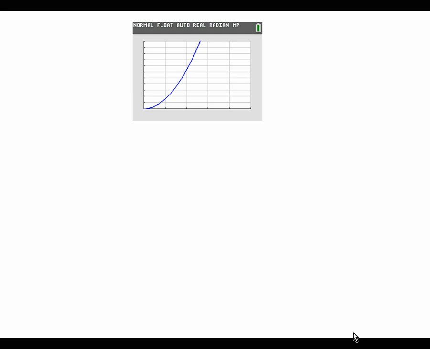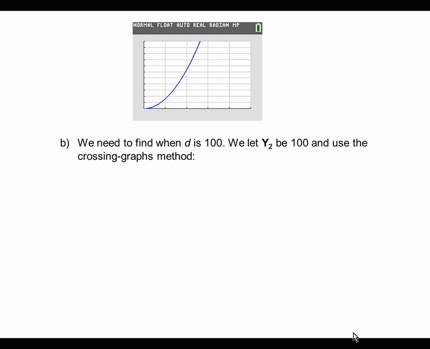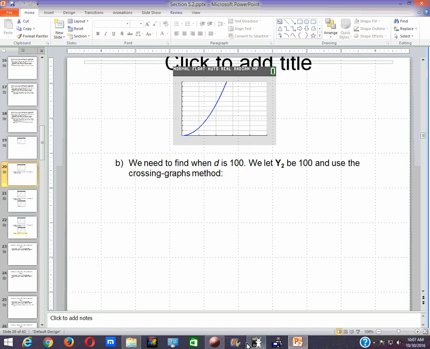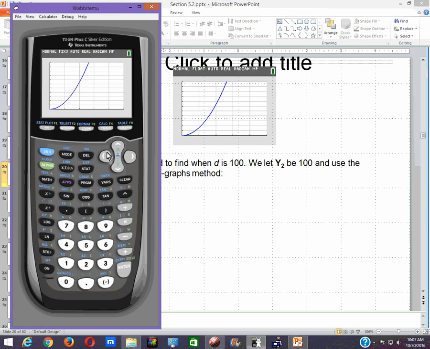Now, question B was, how long for it to strike the ground? In other words, I want to find out when the height, which is the d, which is the y on the calculator, is equal to zero. So we need to find when d is 100. I'm going to let y2 be 100 and use the crossing graphs method. Remember, y2 is the height of the building. If we were dropping it from a 200-foot building, my y2 would be 200. So 100, and hopefully I have enough x values shown.